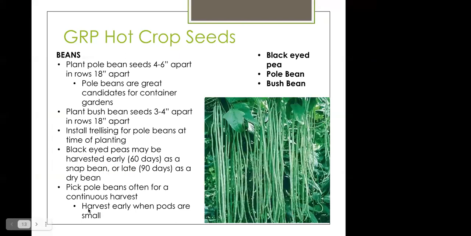All right, so beans are really straightforward, easy crops to do, and they're super delicious as well. Beans can be planted with seeds 4 to 6 inches apart, in rows that are 18 inches apart. I like to seed 2 to 3 beans per spacing, just to make sure that the germination is good.